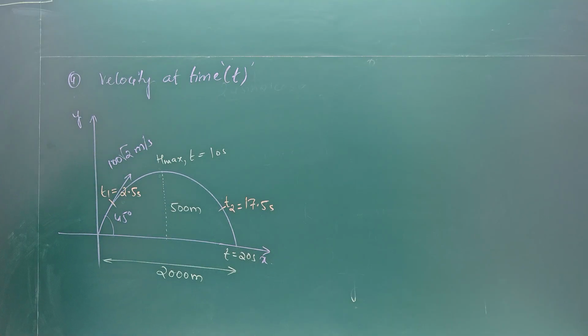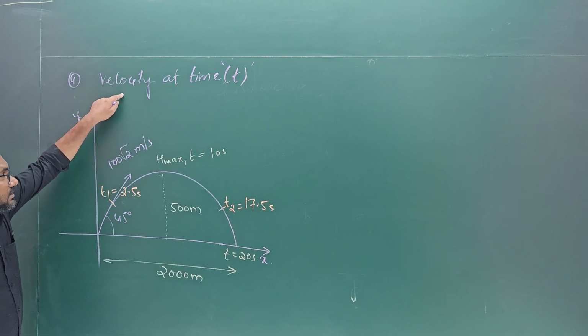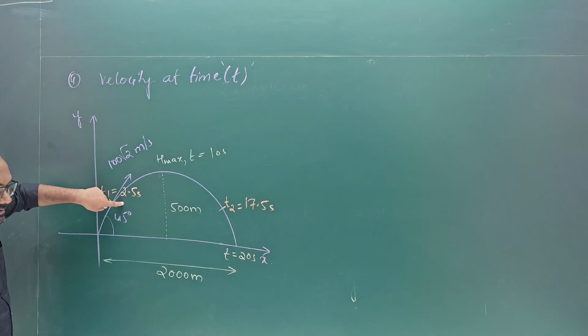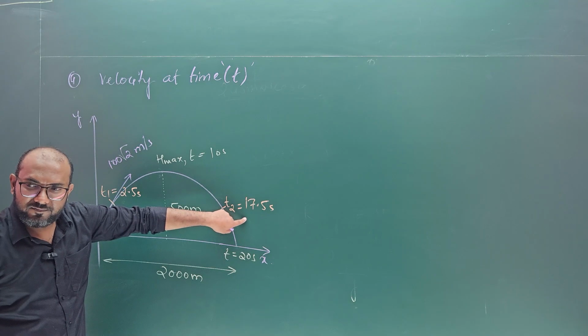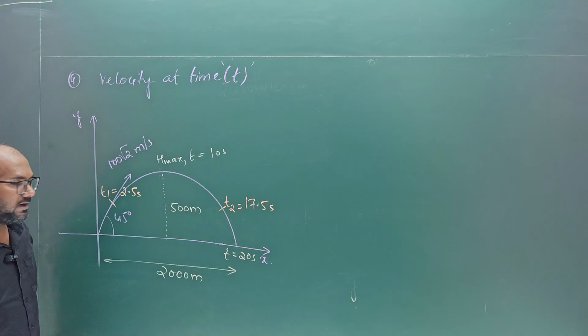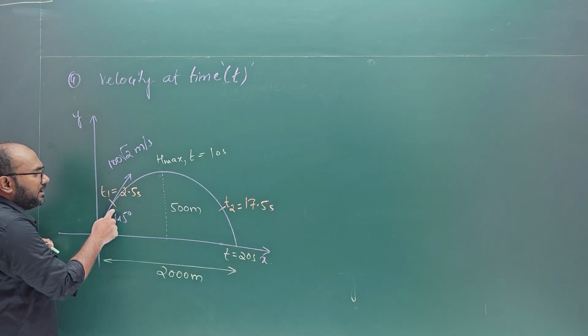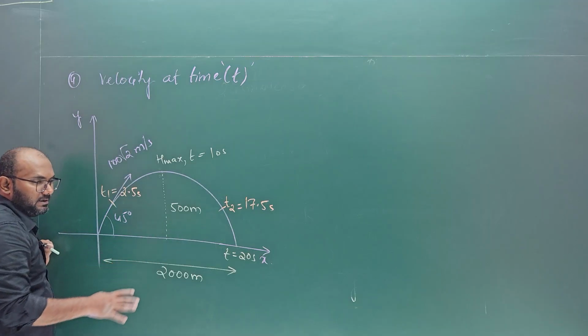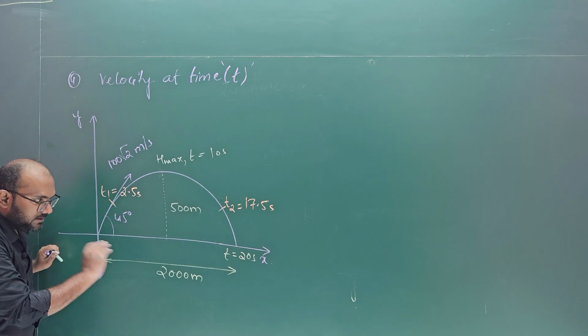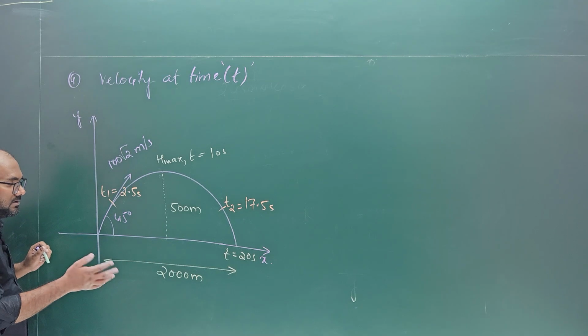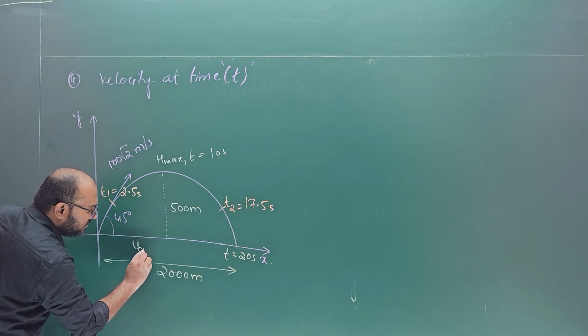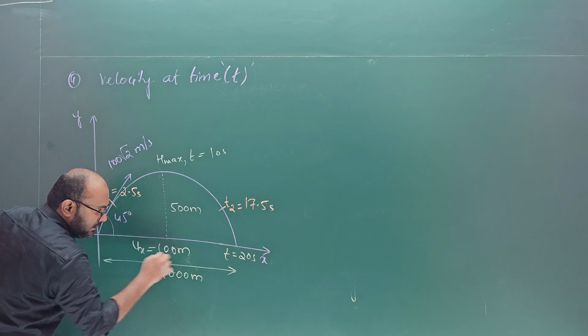Now everyone will listen just to me. Now the question is, find out the velocity at time t equals 2.5 seconds and 17.5 seconds. We can calculate that. We already know that at 1 second, 2 second, 5 second, 10 second, or at 20 second, velocity along the x-axis never changes. Yes or no? And velocity along the x-axis is what? Ux we got 100.